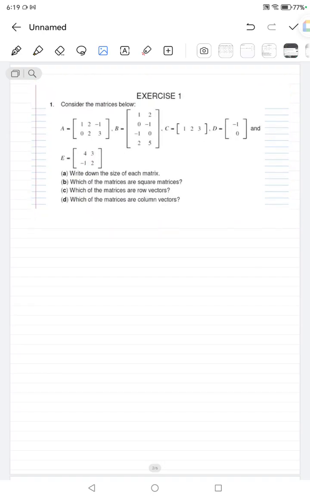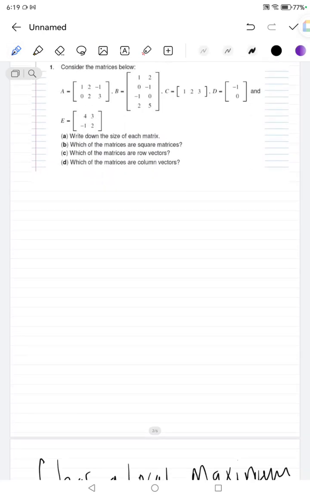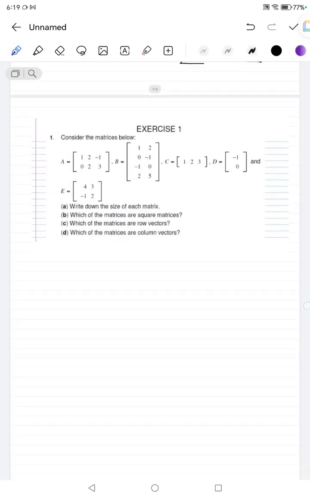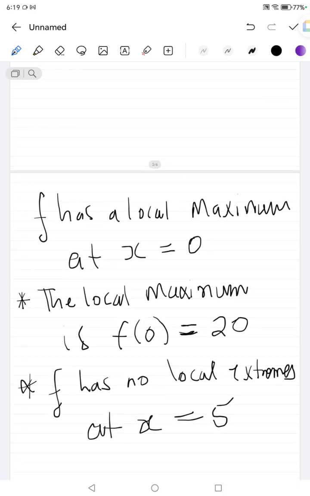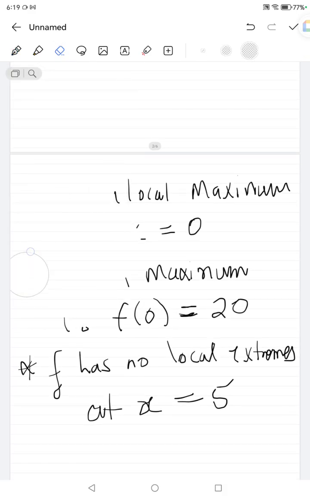Having an exercise 1, they say consider the matrices below. So we have matrix A, B, C, D, and E. The first question says write down the size of each matrix. You remember what I said about the size? We always have your rows multiplied by your columns.